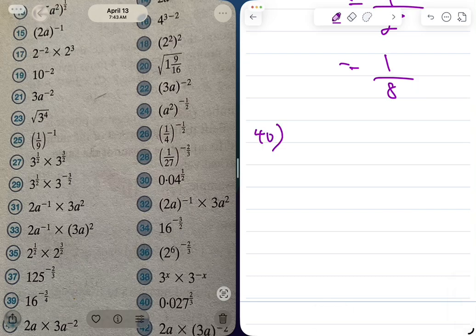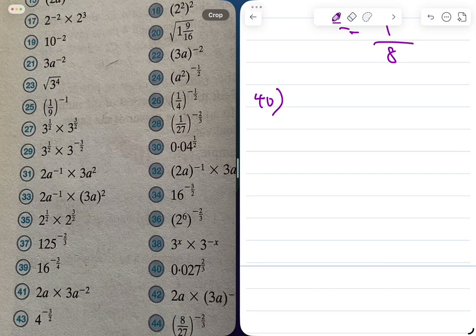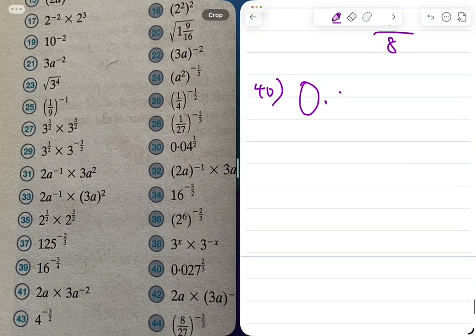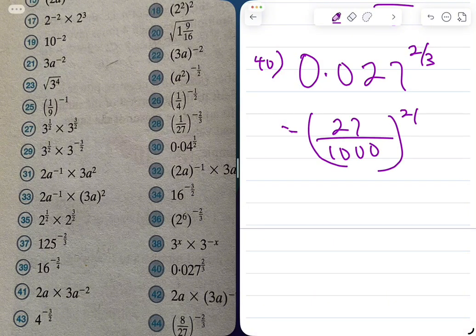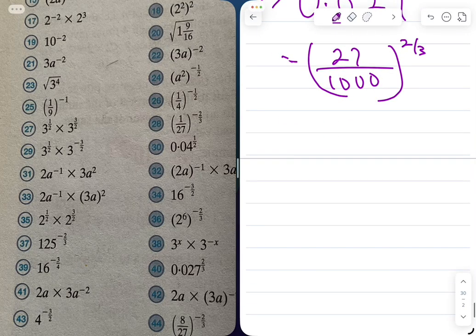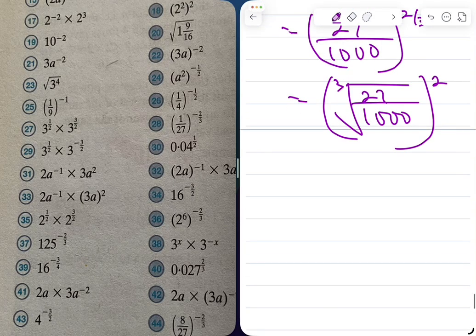Number 40, 0.027 raised to the power 2 over 3, which is equal to, we can write this as a fraction, and that's 27 over 1000 raised to the power 2 over 3. And that simply means the cube root of 27 over 1000 raised to the power 2.